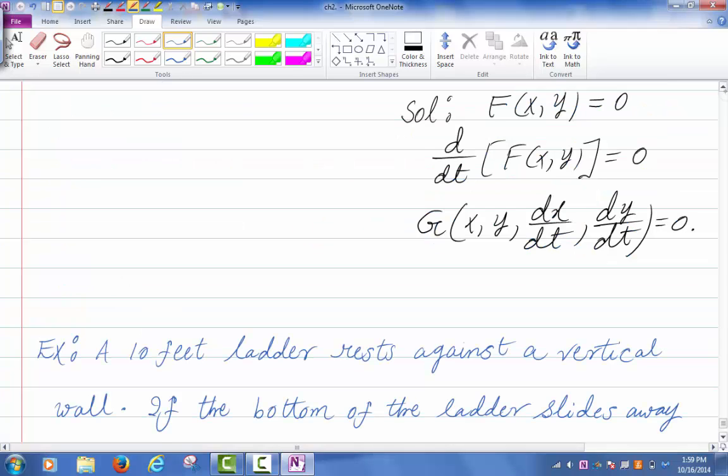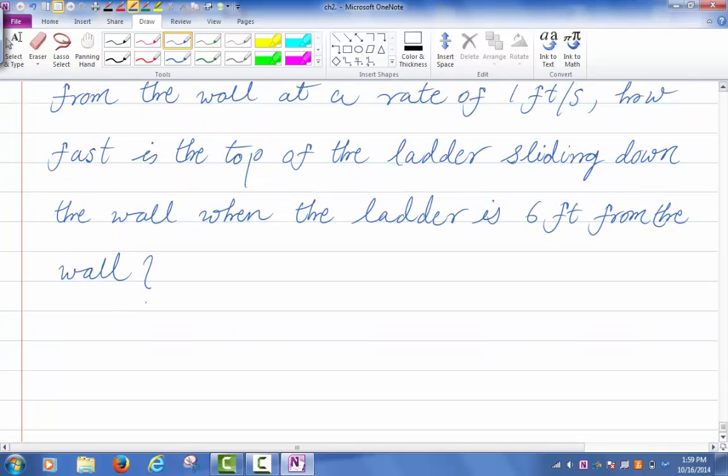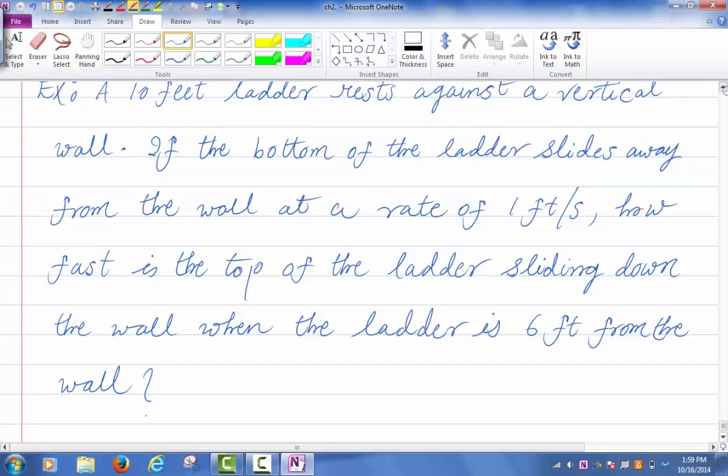Okay, so let's read the question again. So you have a 10 feet ladder which is resting against a wall. The bottom of the ladder is sliding away at the rate of 1 feet per second, and we want to know how fast is the top of the ladder sliding down at the moment when the bottom of the ladder is 6 feet away from the wall. Is the statement clear to you?